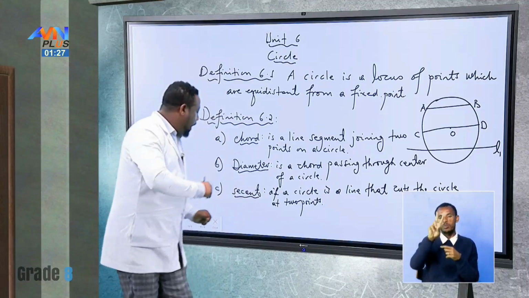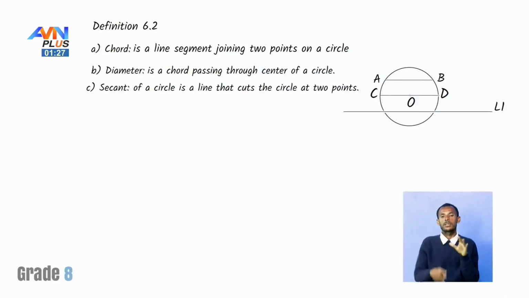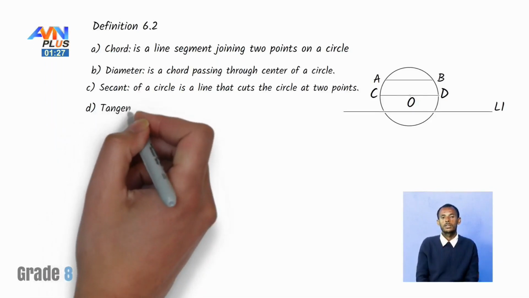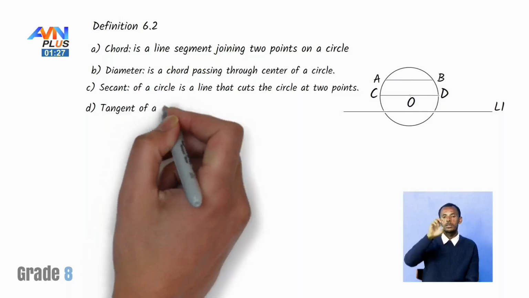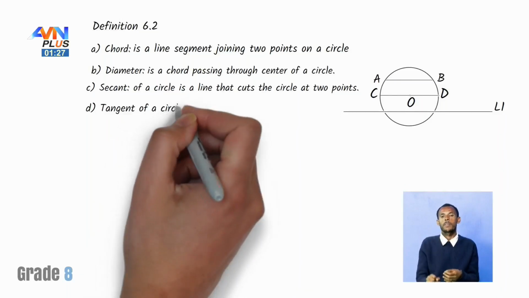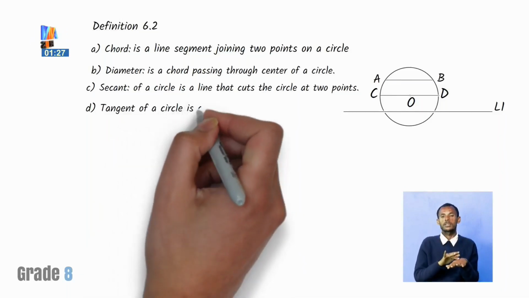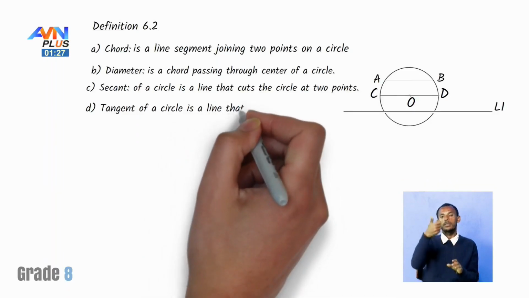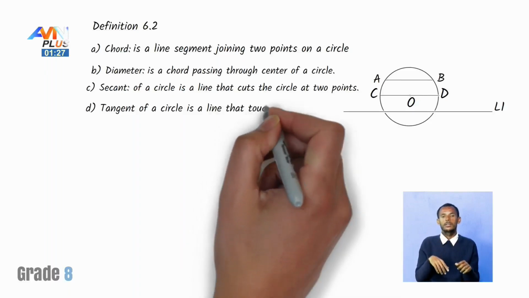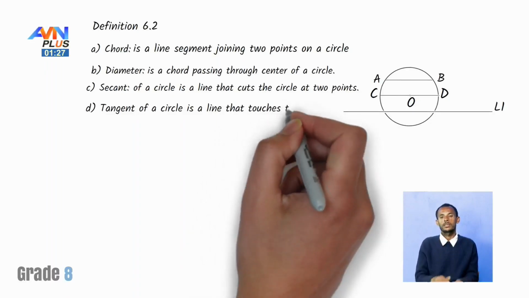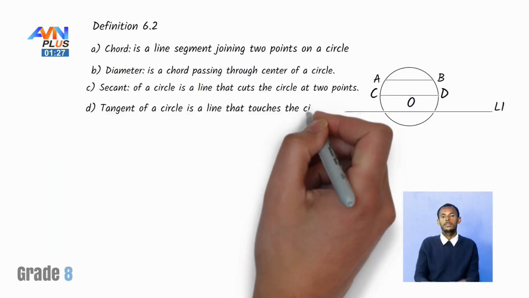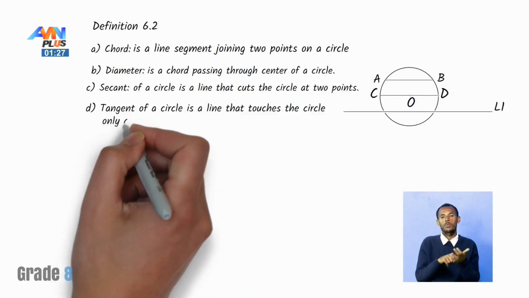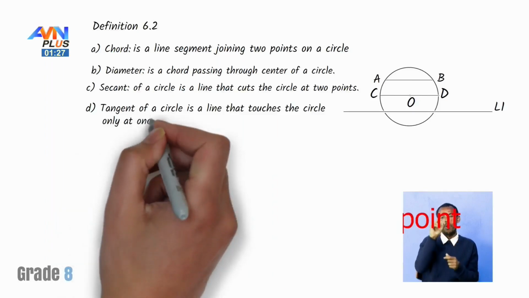Okay, and the last one is tangent of a circle. A tangent of a circle is a line that touches the circle at only 1 point.